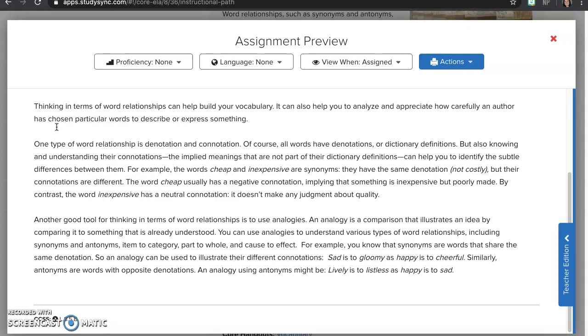For example, if you know that synonyms are words that share the same denotation, an analogy can be used to illustrate their different connotations. Sad is to gloomy as happy is to cheerful. Similarly, antonyms are words with opposite denotations. An analogy using antonyms might be lively is to listless as happy is to sad. So we've got the definition.